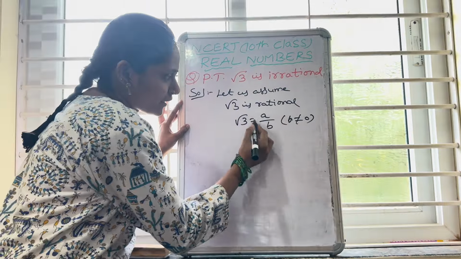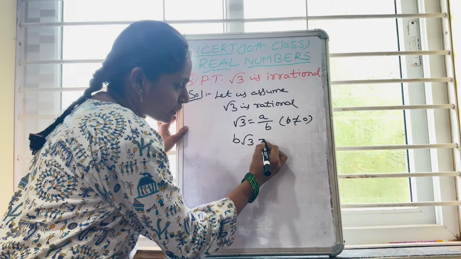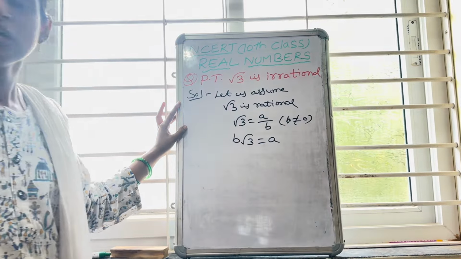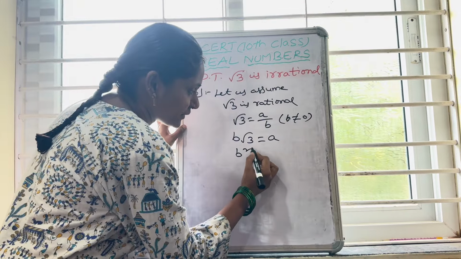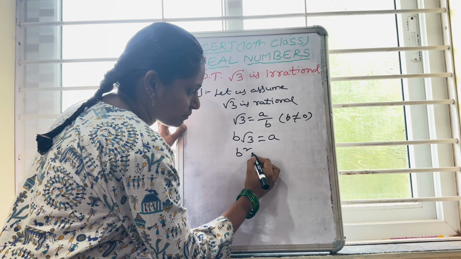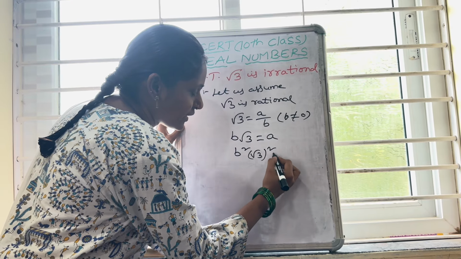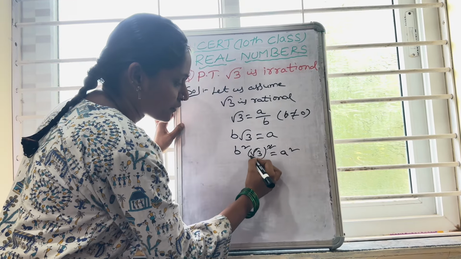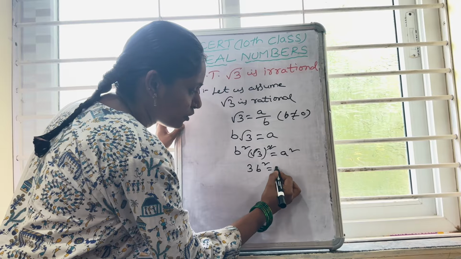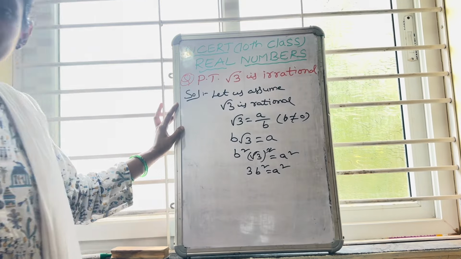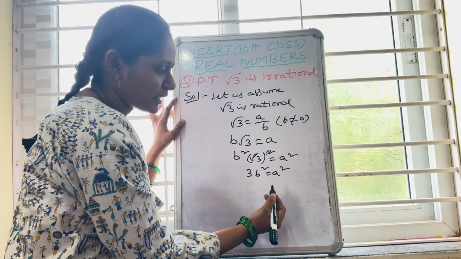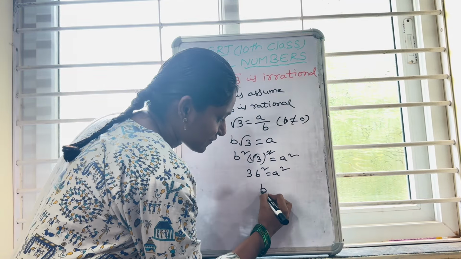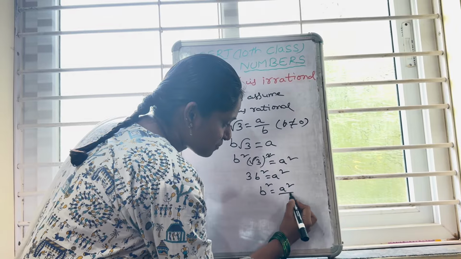Now cross multiplication: b root 3 equals a. Squaring on both sides: b squared times root 3 whole squared equals a squared. The square and square root cancel, so 3b squared equals a squared. Now see here, b squared equals a squared by 3.